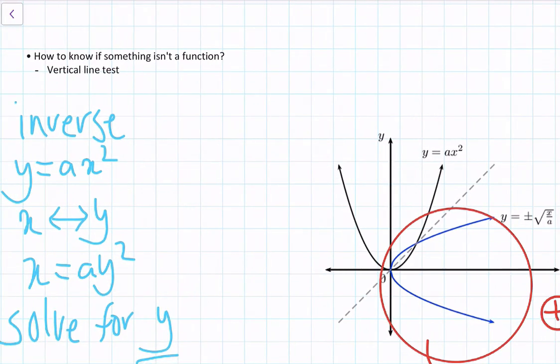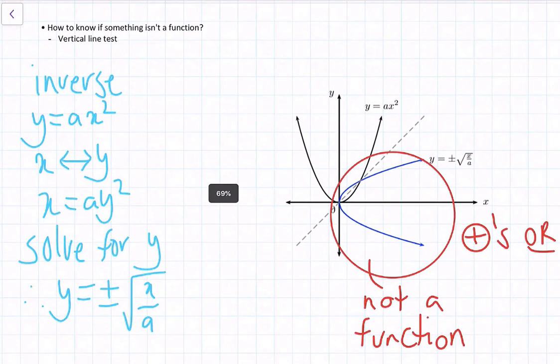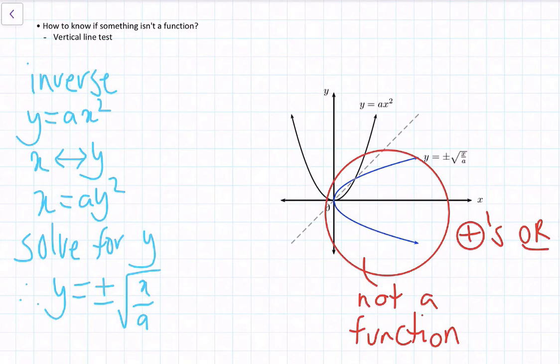So you may be wondering, okay, now we know what a function is and what different types of functions are, but how do we know if something isn't a function? For that you can use something called the vertical line test. And there's a perfect example here to show it, being the quadratic function and its inverse.